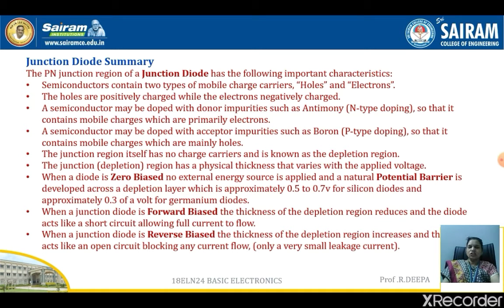And also we have seen the operating conditions for a junction diode as the forward bias and reverse bias. During the forward bias, we observe the diode acts as a short circuit and the thickness of the depletion region is reduced, and it allows the current to flow across the junction as well as the circuit. When the junction diode is reverse biased, the thickness of the depletion region increases and the diode acts as an open circuit, blocking any current to flow. And also we have seen there was flow of some leakage current, which was due to the minority charge carriers existing across the junction.